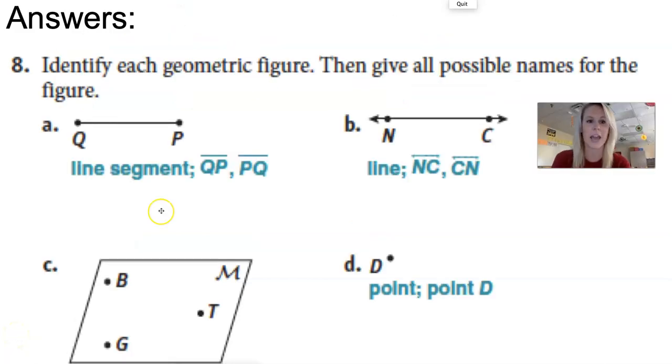Answer time! So A was a line segment, and you could have named it QP or PQ. Just make sure you have that little line above it without an arrow or without dots. Part B is a line. You could have named it NC or CN, making sure you have the line with the arrow above it.